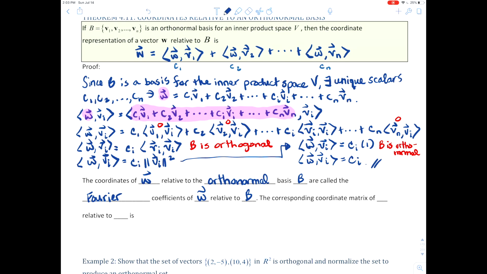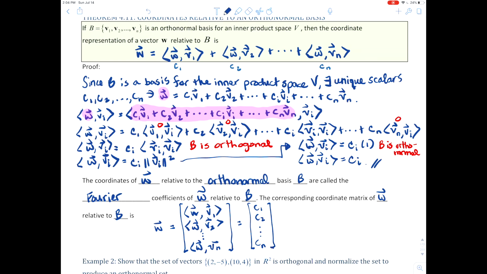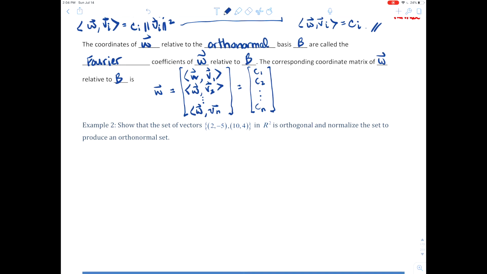All right, so the corresponding coordinate matrix of W relative to our orthonormal basis B is the matrix that consists of these inner products. So the inner product of W with V1, W with V2, all the way down to the inner product of W with Vn. But what is that going to be? It's just going to be equal to C1, C2, all the way down to Cn. Pretty groovy, huh?